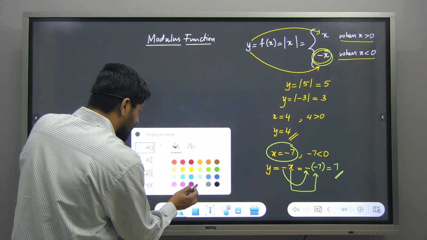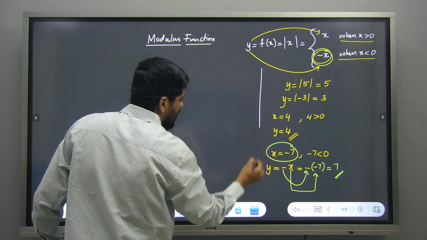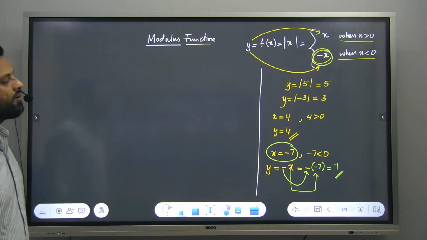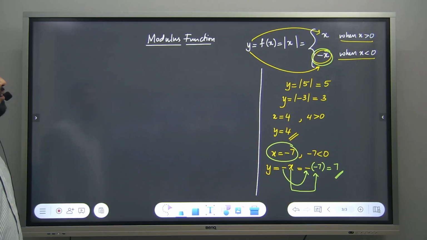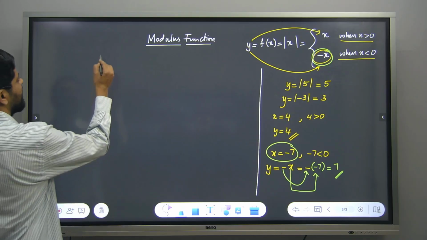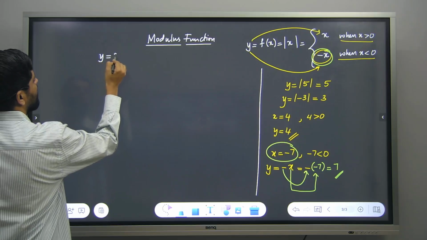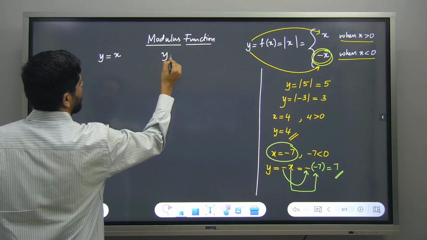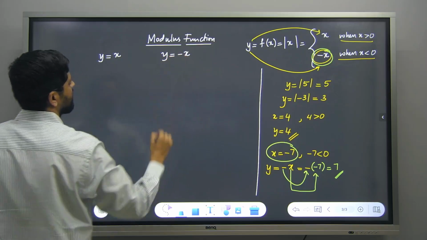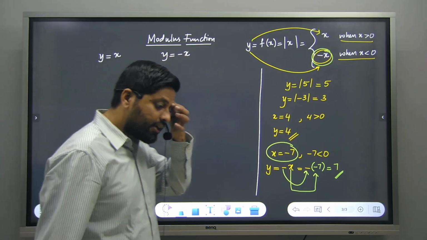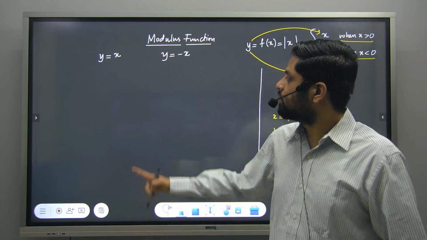So now let us draw the modulus function. Let us draw the graph for modulus function. I have to draw y is equal to x and I have to draw y is equal to minus x on the graph sheet. Is it a linear equation in two variables? Y is equal to x?